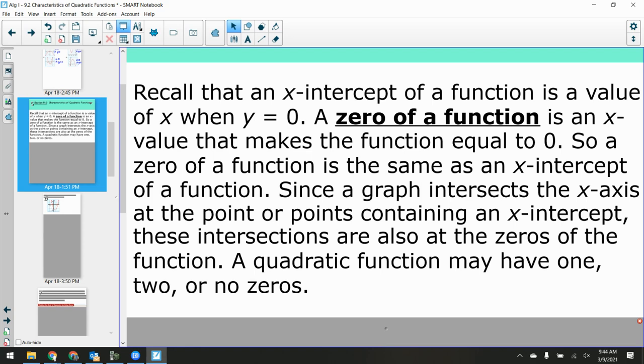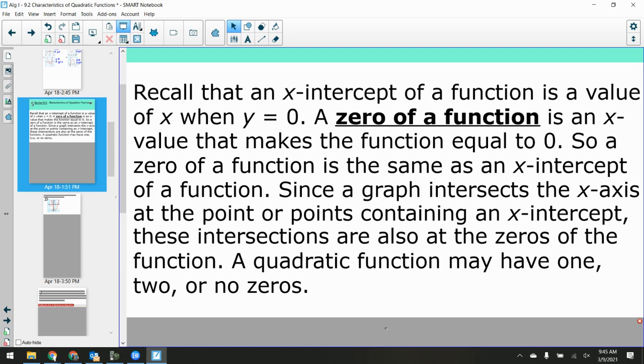Now, when we go to start doing this for quadratics, it's not that easy to solve. Like this one was really easy, just divide by 3. It's not as easy to solve when you go to find the zeros of a quadratic. But if I'm given a graph, it's very easy to pick out where the zeros are, because all you're looking for are the x-intercepts. Okay, now, since the graph intersects the x-axis at the point or points containing the x-intercept, those intersections are called the zeros. When I talk about zeros, they are synonymous with x-intercept.